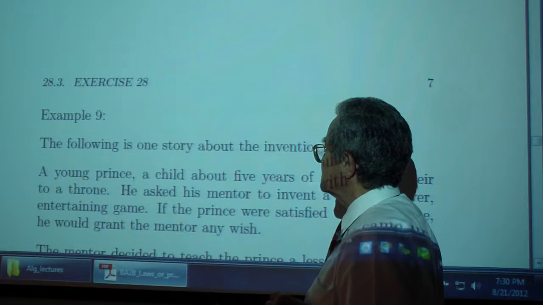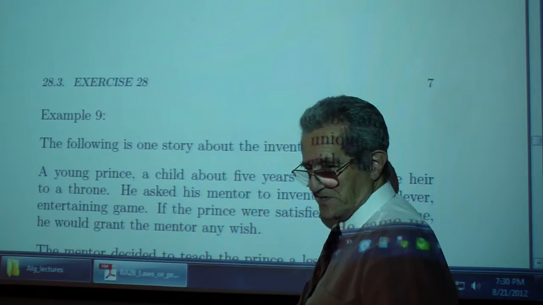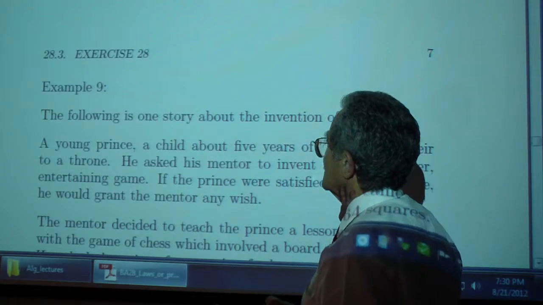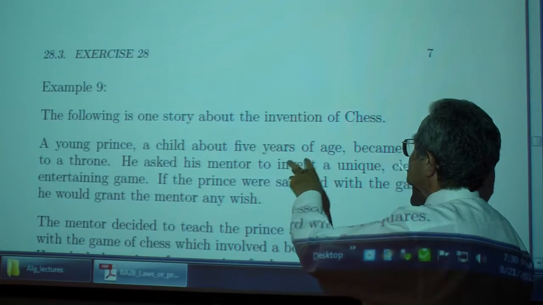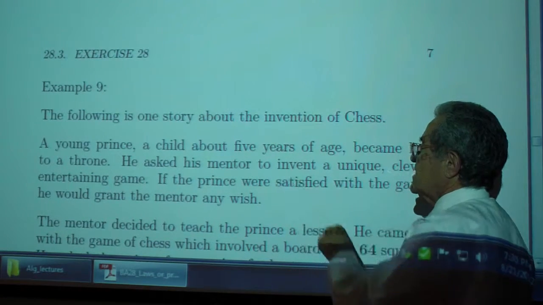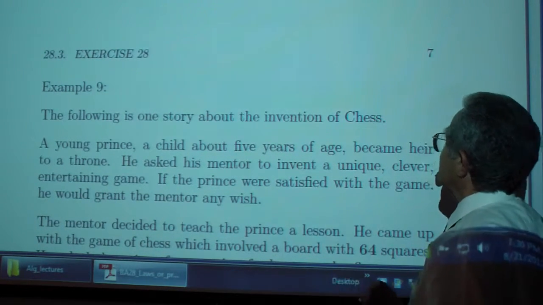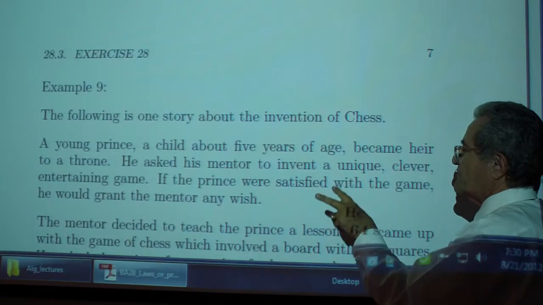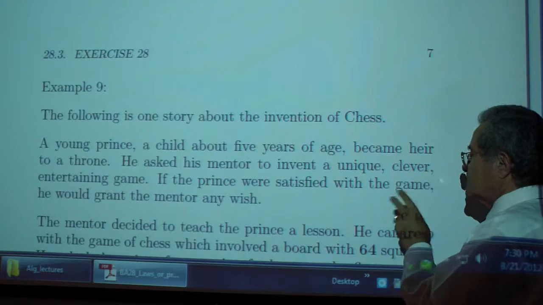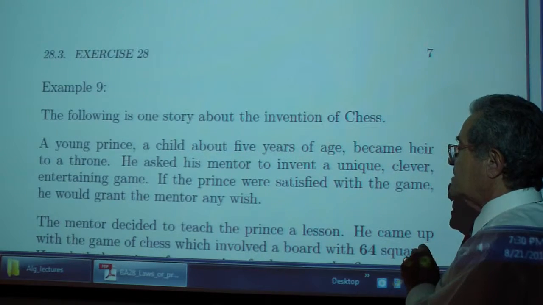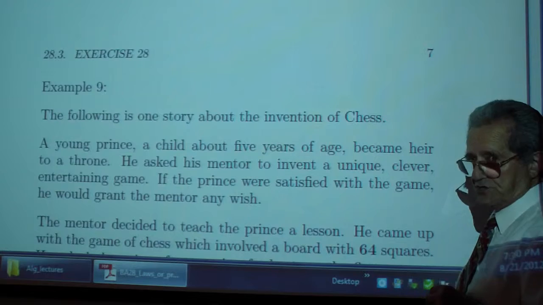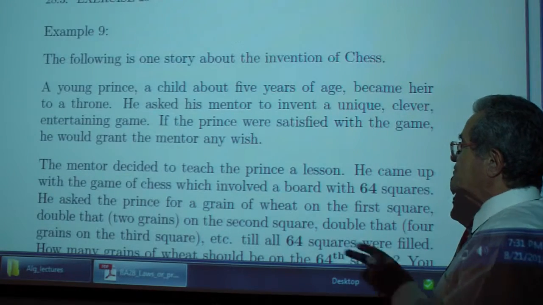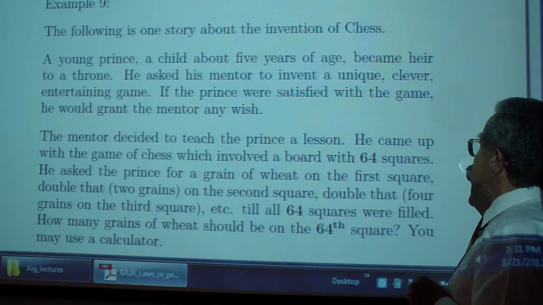Example 9. Oh, that's an interesting example. A young prince, a child about 5 years of age, became heir to a throne a long time ago. He asked his mentor to invent a unique, clever, entertaining game. If the prince was satisfied with the game, he would grant the mentor any wish. The mentor decided to teach the prince a lesson.